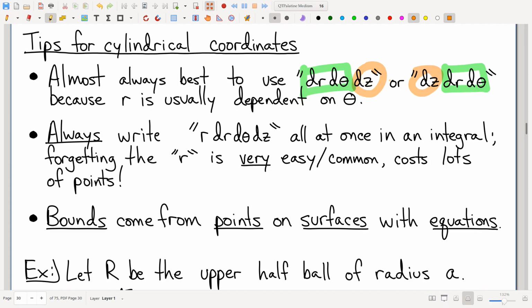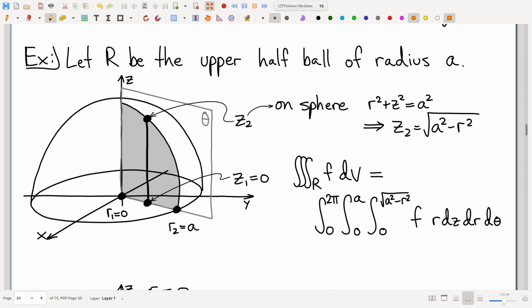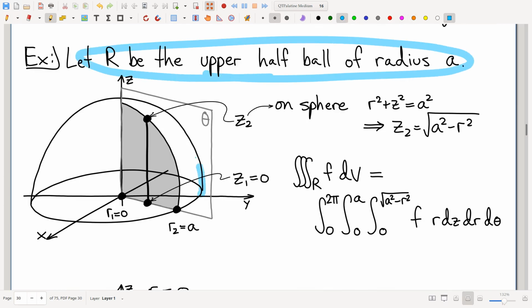Okay. And then the usual speech about where bounds come from. Okay, so again, let's just do one. Here you go. We're going to look at the upper half ball of radius A. So it's like we had a ball centered at the origin, and we cut it through the middle and let the bottom just fall off, and now we have this three-dimensional solid half ball.